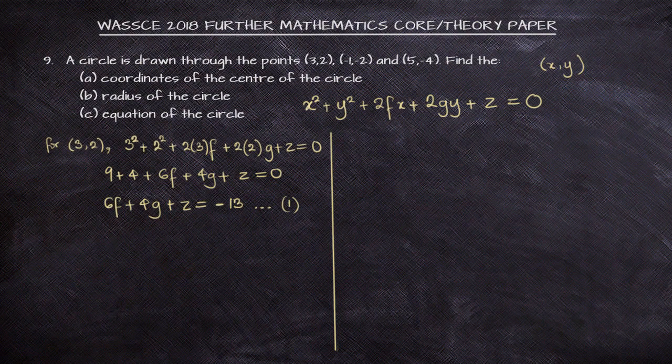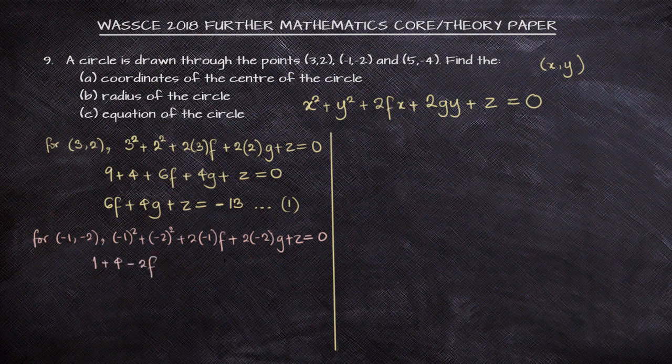Now, moving on from there, for the point (-1, -2), if we substitute this value into our general equation also, and we use minus 1 for x and minus 2 for y, what we are going to get eventually is 1 plus 4, 2 times minus 1 is minus 2f, then 2 times minus 2 is minus 4g. That will give us minus 4g plus z is equal to 0.